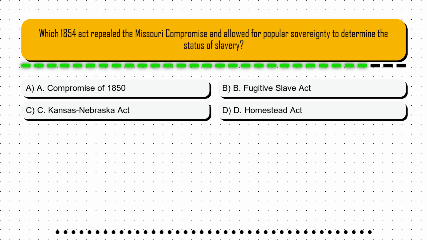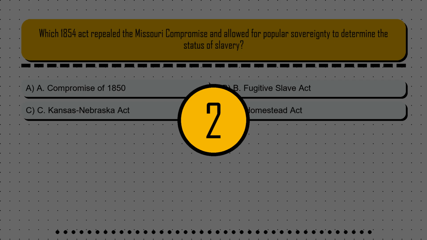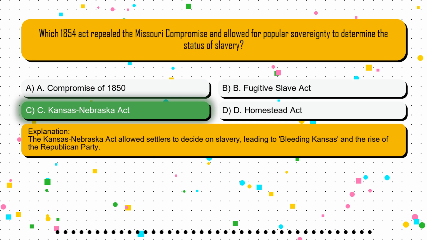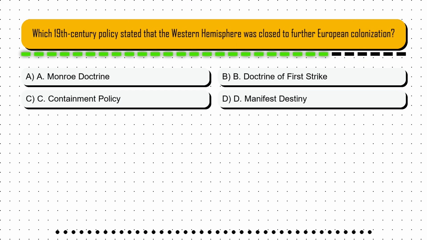Question 1. Which 1854 Act repealed the Missouri Compromise and allowed for popular sovereignty to determine the status of slavery? Option A. Compromise of 1850. Option B. Fugitive Slave Act. Option C. Kansas-Nebraska Act. Option D. Homestead Act. The correct answer is option C. Kansas-Nebraska Act. The Kansas-Nebraska Act allowed settlers to decide on slavery, leading to Bleeding Kansas and the rise of the Republican Party.